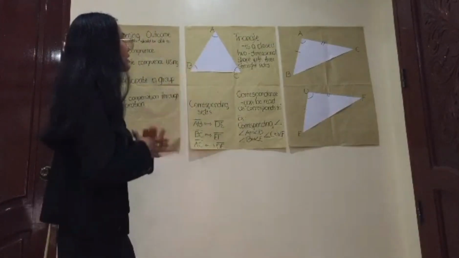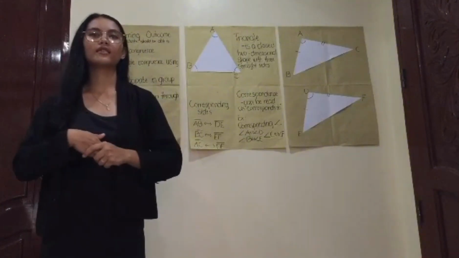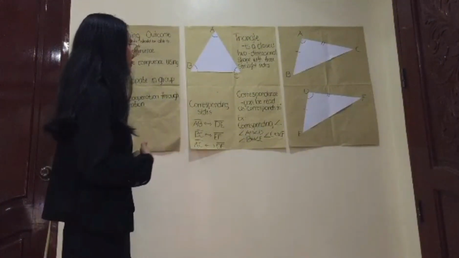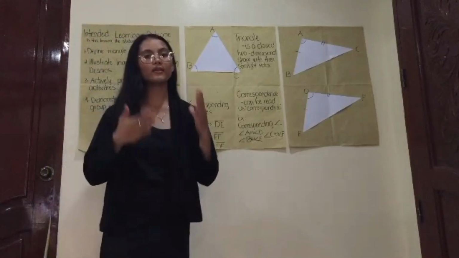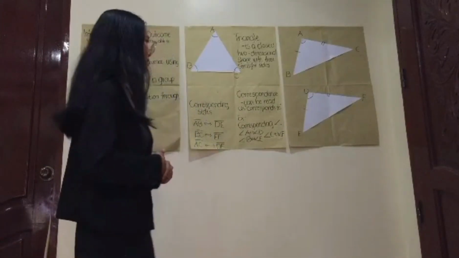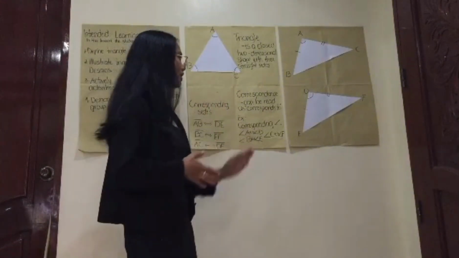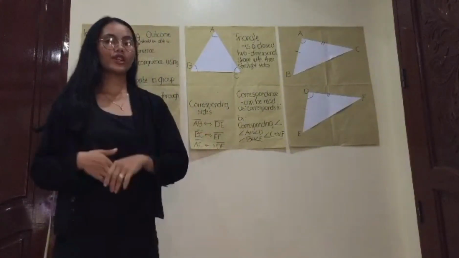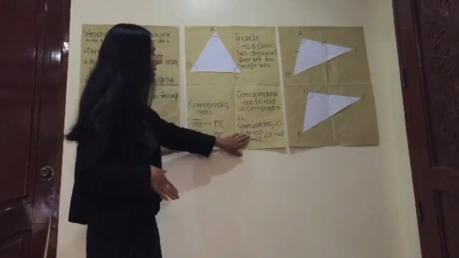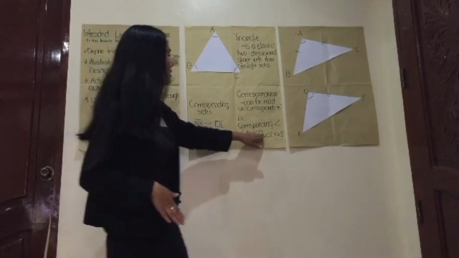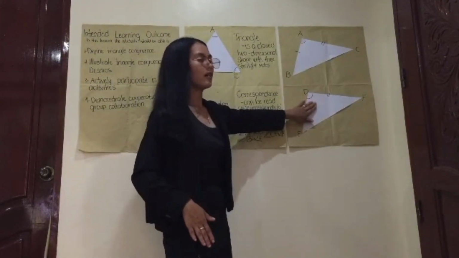So first is triangle. So please read, what is the definition of a triangle? Triangle is a closed two-dimensional shape with three straight sides. Okay, so a triangle consists of three sides and three angles. Next, let's proceed to correspondence. So correspondence can be read as corresponds to. Example, for corresponding angles, angle A corresponds to angle D. So given here, angle A is congruent to angle D.